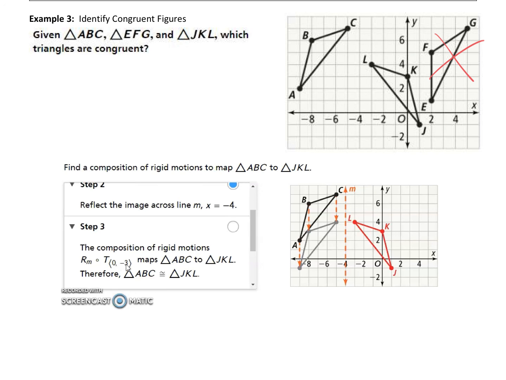Because we had a composition of rigid motions that mapped one triangle to another, therefore we know that these two triangles are congruent.